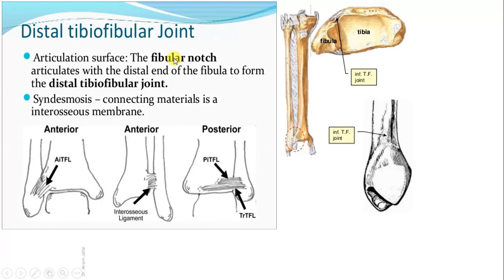Syndesmosis, articular surface, fibular notch, articular with the distal end of fibula. Where is the fibular notch? It is on the tibia, and it articulates with the distal end of the fibula to form the distal tibiofibular joint. It's a syndesmosis. The connecting material is the interosseous membrane or the ligaments.